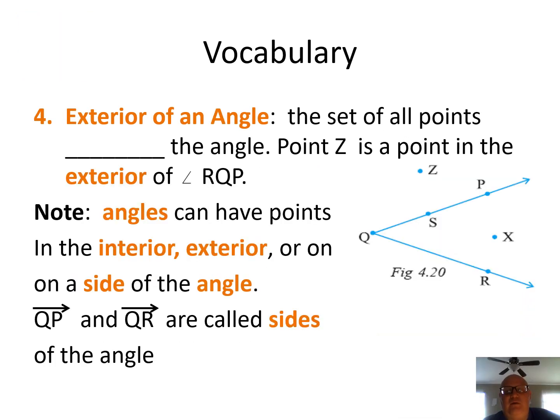All right, exterior of an angle, here we go. Again, it's on the outside. So Z is on the outside or the exterior, X is on the inside or the interior, all right? And QP is a side, so that length QP is a side. So from Q, this point, all the way down to P is that, and then QR as well. So just kind of look at the drawing there. They are called sides. And Q is the vertex. Ray QP and ray QR are sides. There we go. So sides, just kind of illustrating it so you see it.